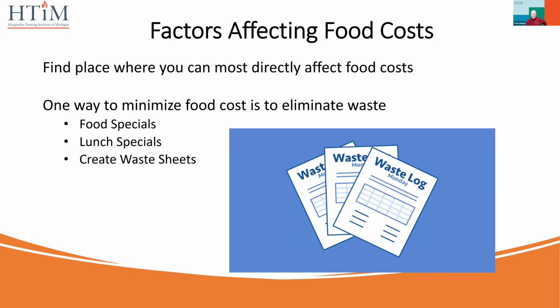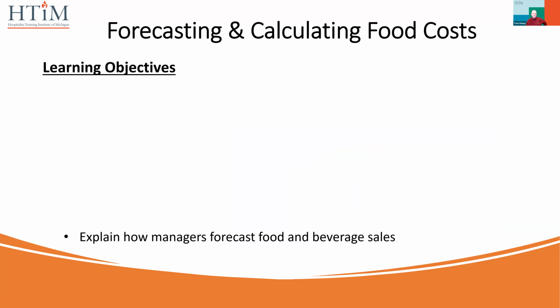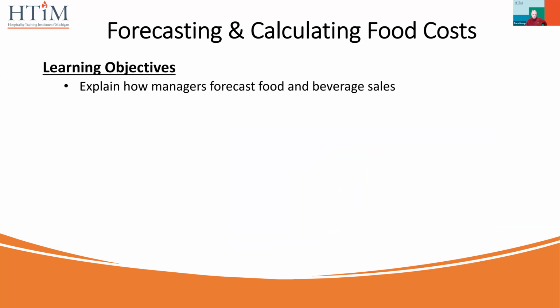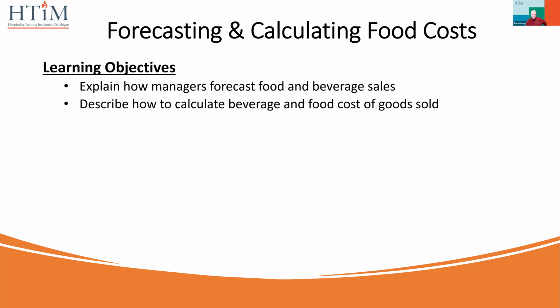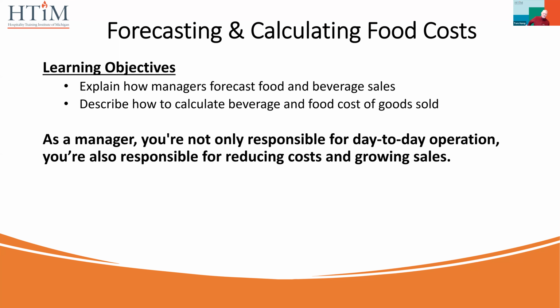Okay, calculating and affecting food costs. So we're going to explain how managers forecast the food and beverage sales, describe how to calculate beverage and food costs of goods sold. So as a manager, or when you get to be a manager, you're not only responsible for day-to-day operations, but you're also responsible for reducing costs, that's one piece, and then growing sales. Kind of two different skill sets, right? So we're looking and analyzing your P&L or whatever financials and whatever dashboard you have, and then of course the time horizon that you're looking at.